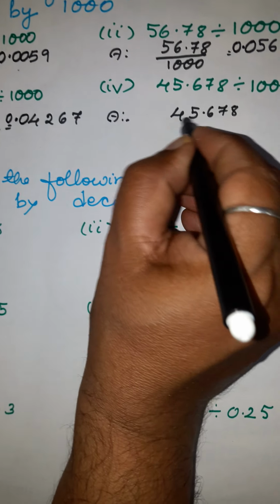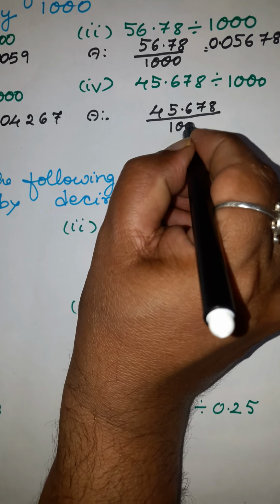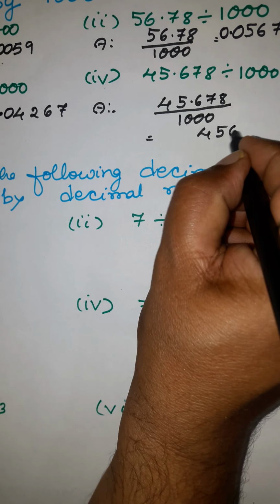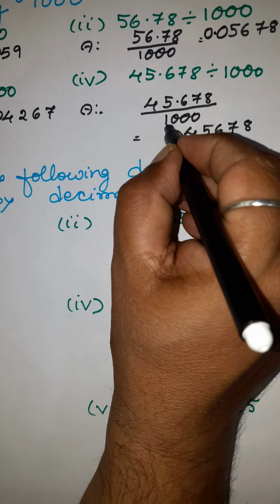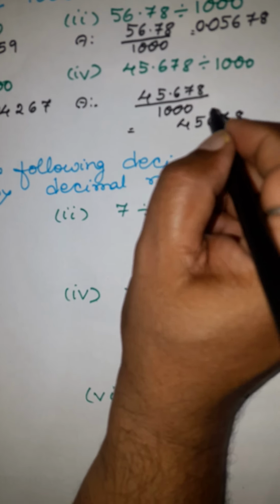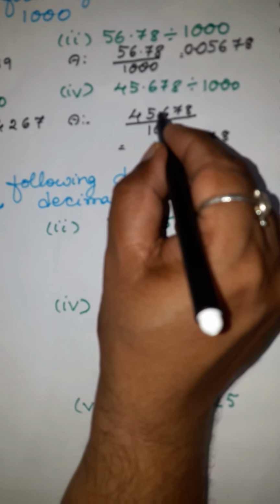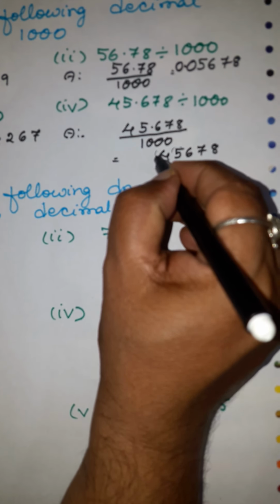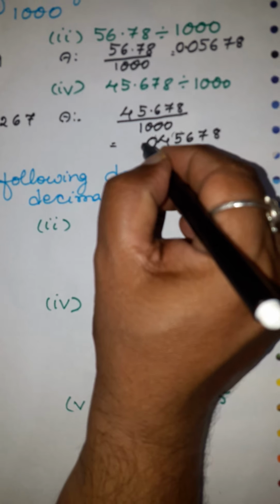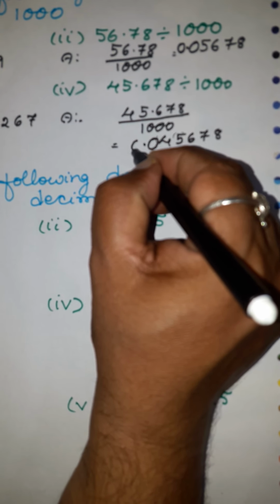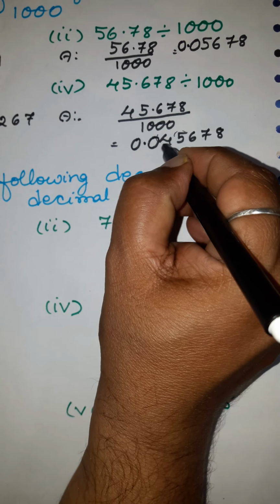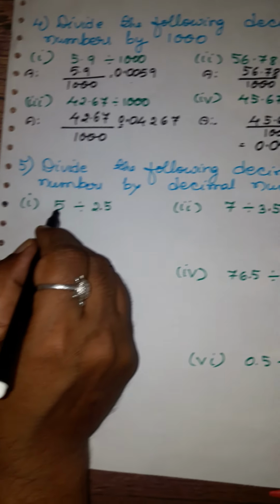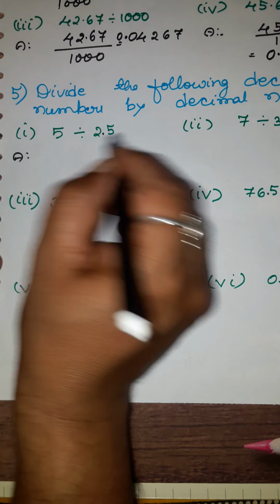The fourth one, 45.678 divided by 1000. So write 45678. So after 1 to the right there are 3 zeros. So you have to move decimal point from right to left by 3 places. 1, 2, 3. Put decimal point, then 0. Answer is 0.045678.